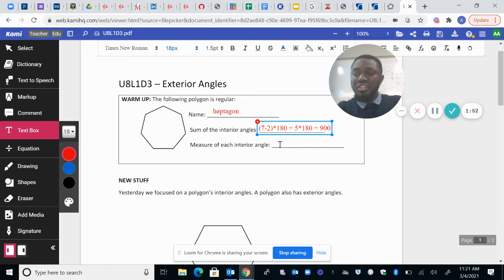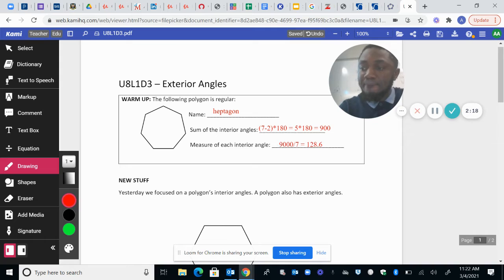And the measure of each angle is quite simple. Since the total angle is 900, and we have 7 angles in this heptagon, you divide 900 by 7, and the outcome will be about 128.6.